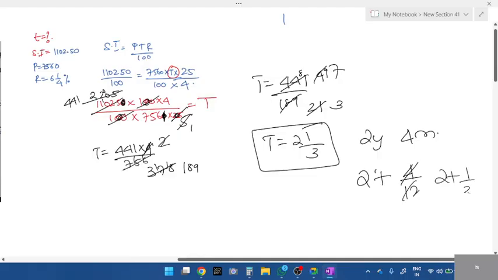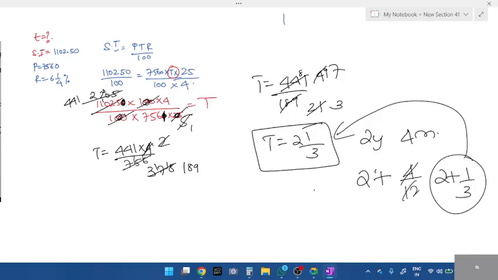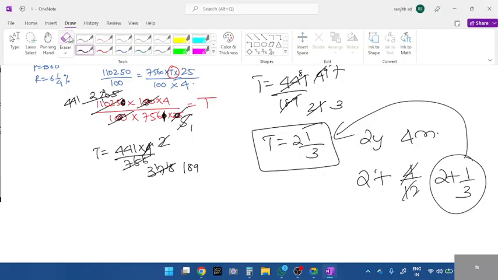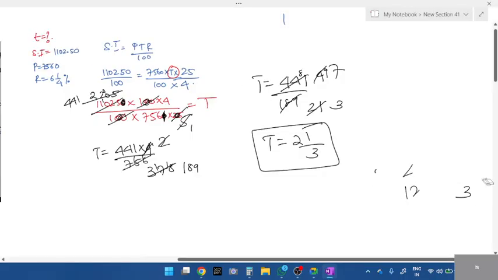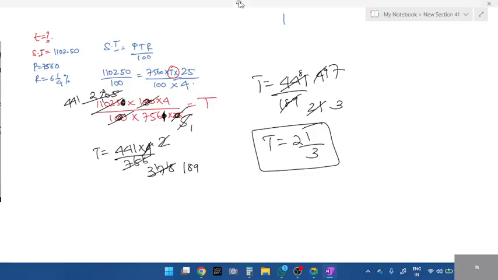2 plus, can you see? 2 1 by 3. 2 1 by 3 years is also fine, students. It is the correct answer, 2 1 by 3 years. If you want, I'll tell you how to convert. All of you completed till here? Respond. Completed? Okay, I'll tell you how to convert.